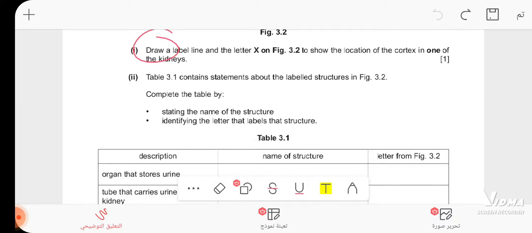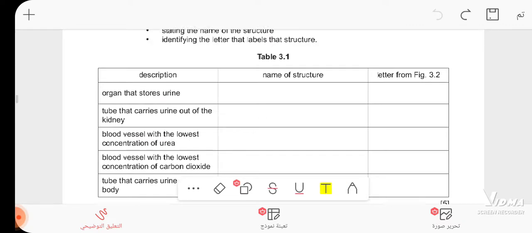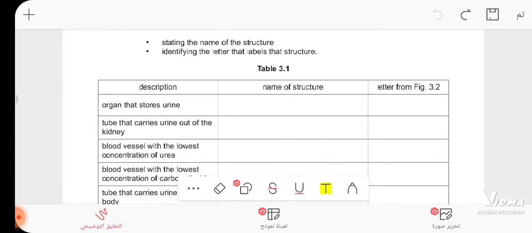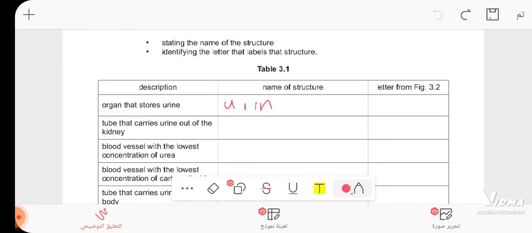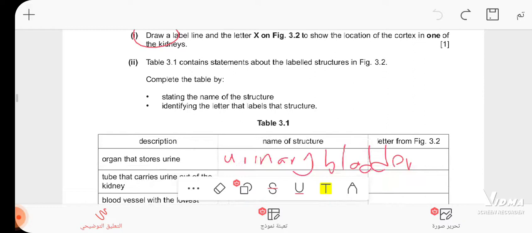Table 3.1 contains statements about the labeled structures. Complete the table by stating the name of the structure, identifying the letter that labels the structure. Organ that stores urine. Okay, where is the organ that stores urine here? Bladder. We call it the urinary bladder, because we have the gallbladder, which is connected to the liver. Urinary bladder. Letter G.